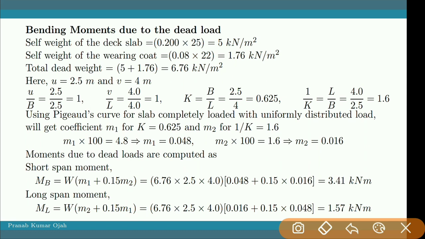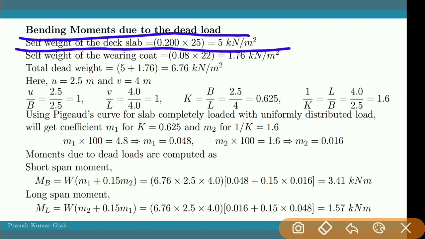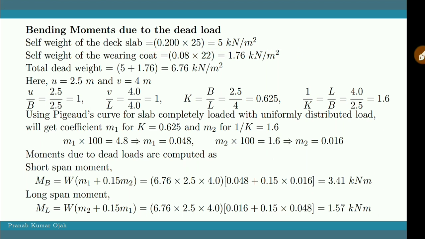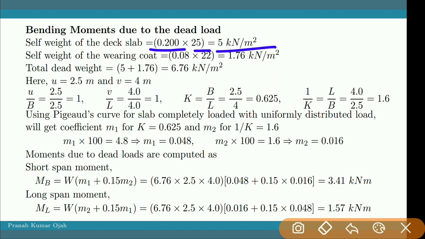Next, now I have to calculate the bending moments due to the dead load. Okay, the bending moments due to live load is over, and this is the bending moment due to dead load. So the first step is the self weight of the deck slab. The thickness of the deck slab is 0.2, so I will multiply with the density of concrete, or unit weight of the concrete, and it will come out as 5 kN per meter square.